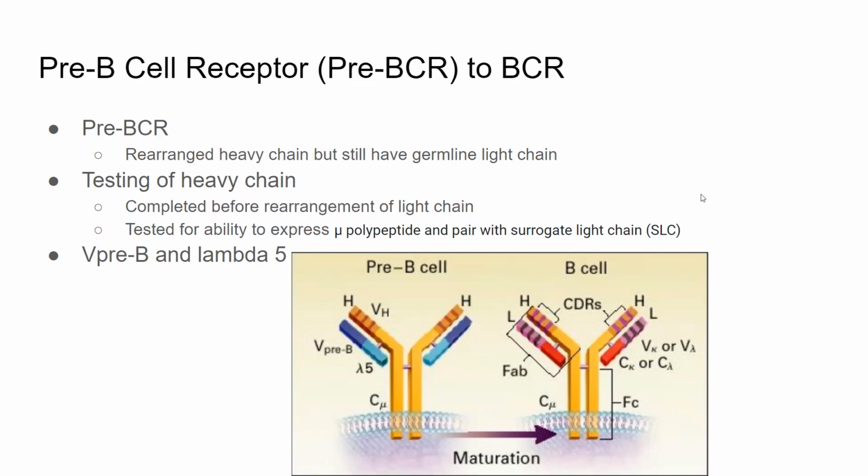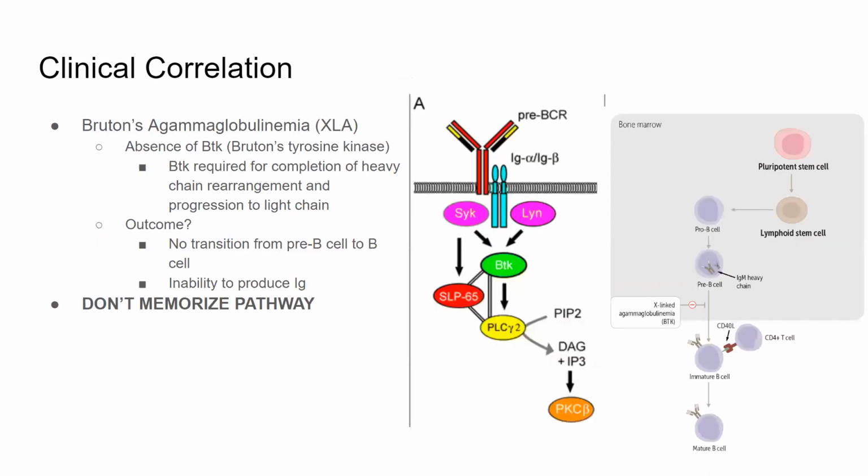If it passes that check, then the B cell receptor will be internalized again and will undergo light chain rearrangement. If it doesn't pass, it will get internalized, retry the VDJ arrangement, and then try again. Does that make sense? So the clinical relevance of that is Bruton's agammaglobulinemia, because there's this enzyme called BTK, which please do not memorize this pathway. There is absolutely no point for you to do that.